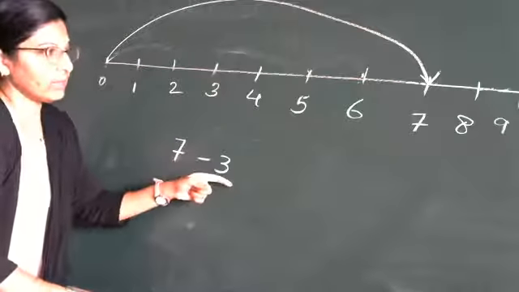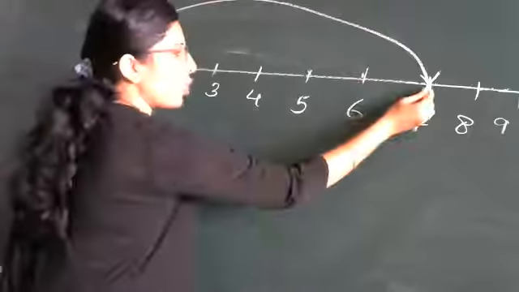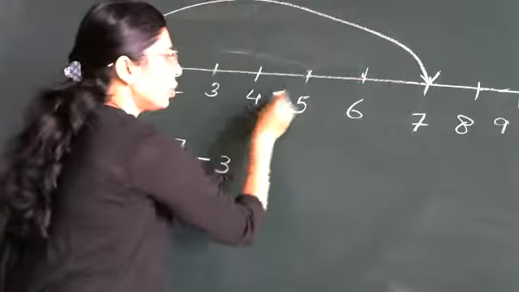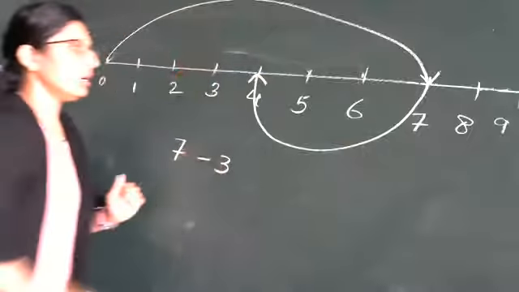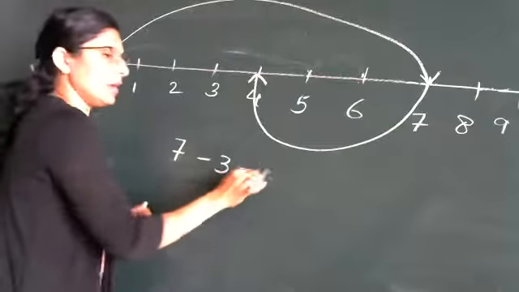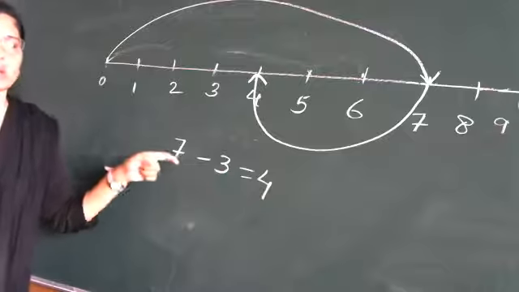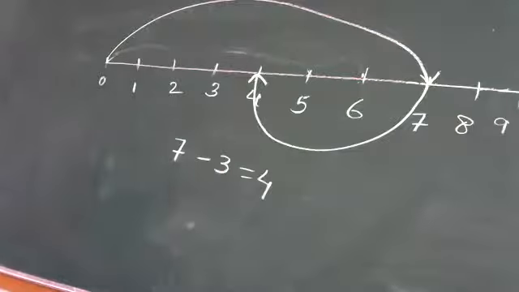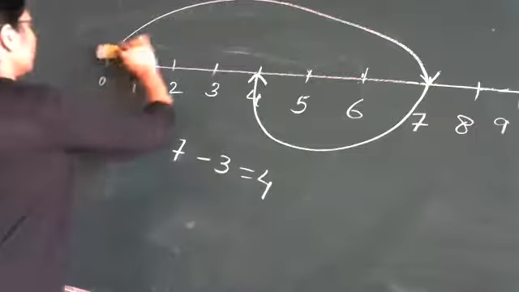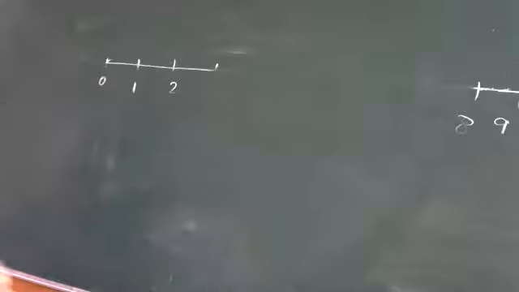Now here minus 3 means it will come less. Subtraction. So 1, 2, 3. Where will it come? It will go to 4. So what will be the answer? 4. Like this you have to represent addition and subtraction on a number line. We will see multiplication also. We can represent multiplication there too.